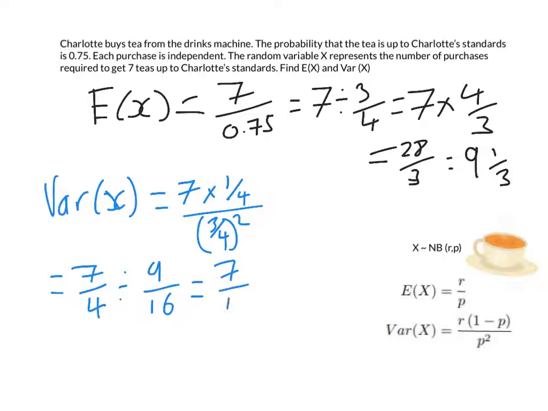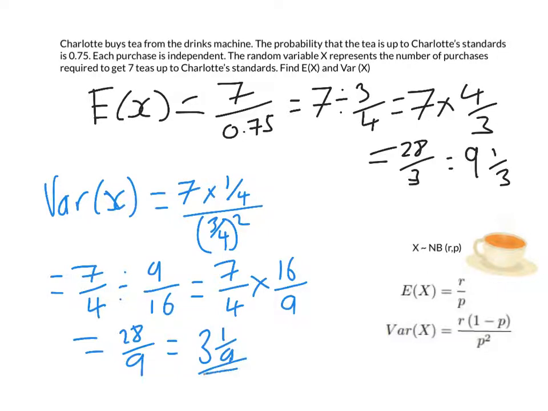So I can say 7 over 4 times 16 over 9. Simplify that a bit because 4 goes into 16. So that's 4 times 7, 28. So I've got 28 over 9. And that's going to give me 3 and 1/9. So I've got a variance of 3 and 1/9. Well, I've asked you to find the variance here. In fact, to find the standard deviation, remember, what do we do? Yes, that's right. We square root the variance. Excellent.